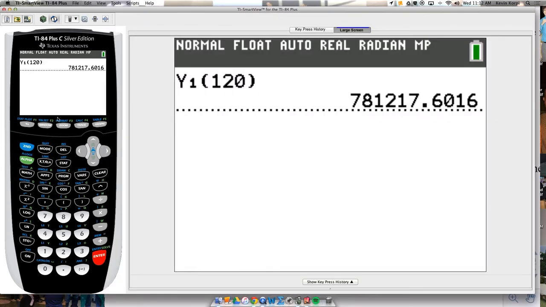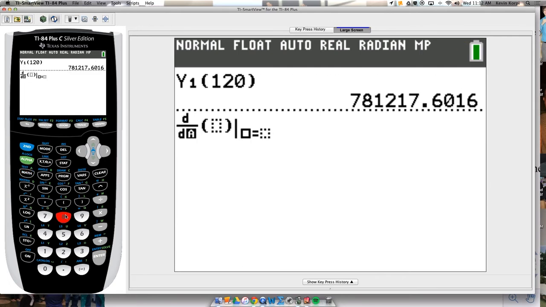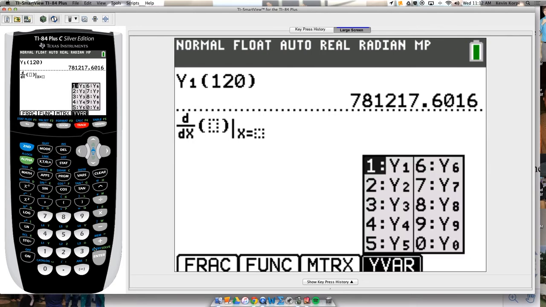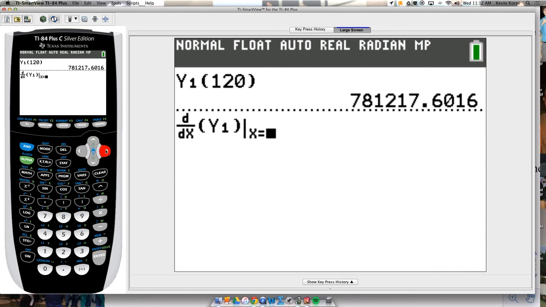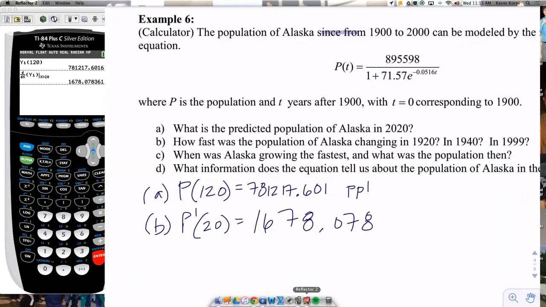And then from the home screen, remember your calculator can compute derivatives. It's math number what? 8. nDeriv. Math number 8. Yeah, but it's still in the top 10. All right, so dx, this is the math print, and then you can recall alpha trace, Y1, that's where our equation is, and evaluate it in Leibniz form at 20. And you get 1678.078, and make sure that on any final numeric answer you put units.